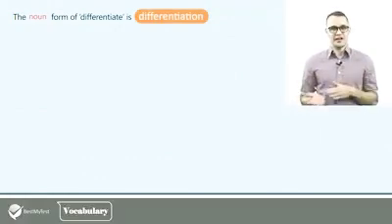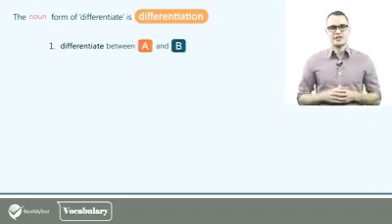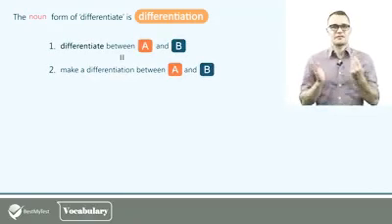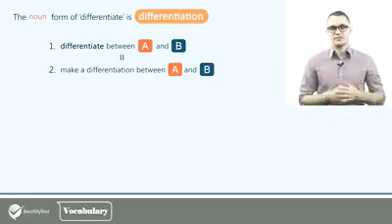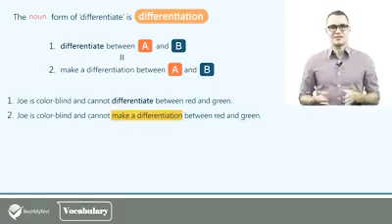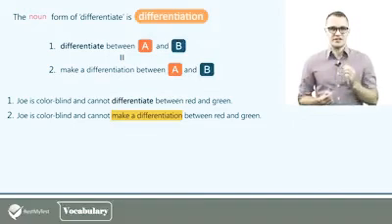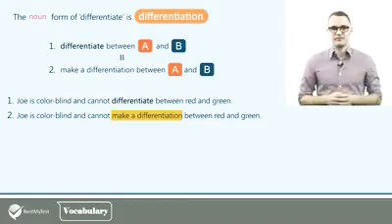The noun form of differentiate is differentiation. So the pattern differentiate between A and B can be paraphrased to this one here. Make a differentiation between A and B. For example, Joe is colorblind and cannot make a differentiation between red and green.